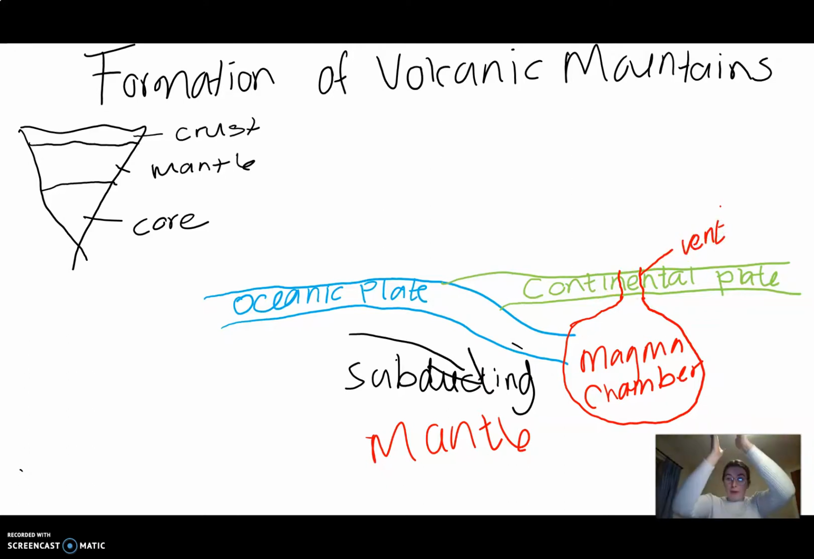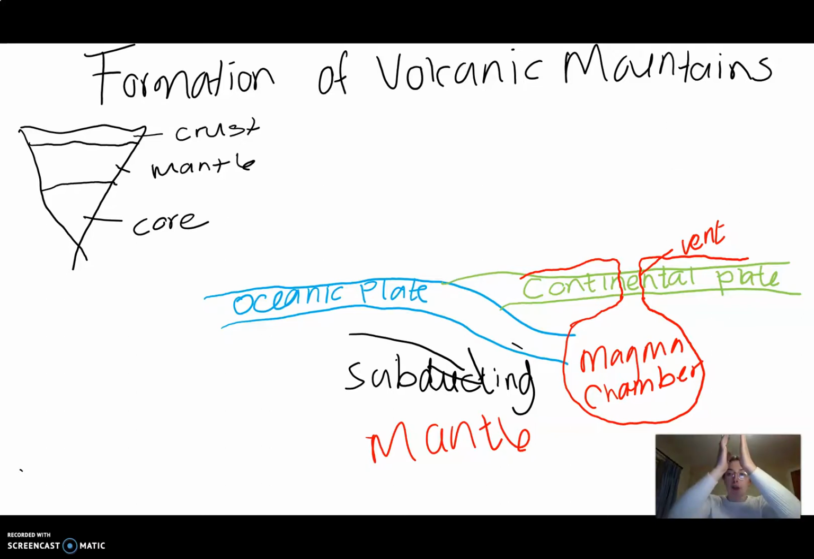Where the magma erupts out through the crust of the earth, it's called a vent. When this magma erupts out through the crust of the earth, it flows all over the crust just like this, and it solidifies and hardens, and it forms a new crust on the earth's surface. Okay, so it's a new crust now.